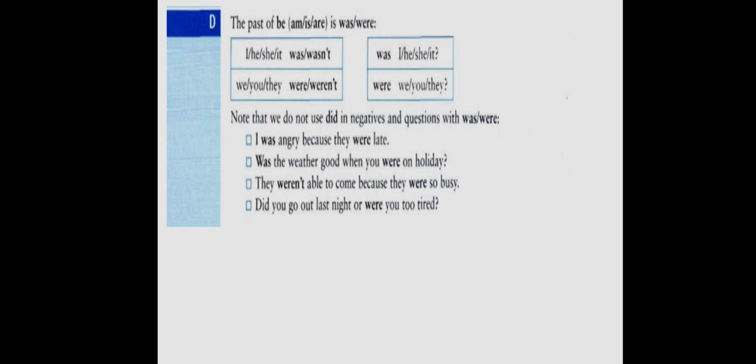Here, "I was angry." Here we have "was", which is a helping verb in the past. "Because they were late." Here "were" is the helping verb in the past. "Was" is the past of "am", and "were" is the past of "are".